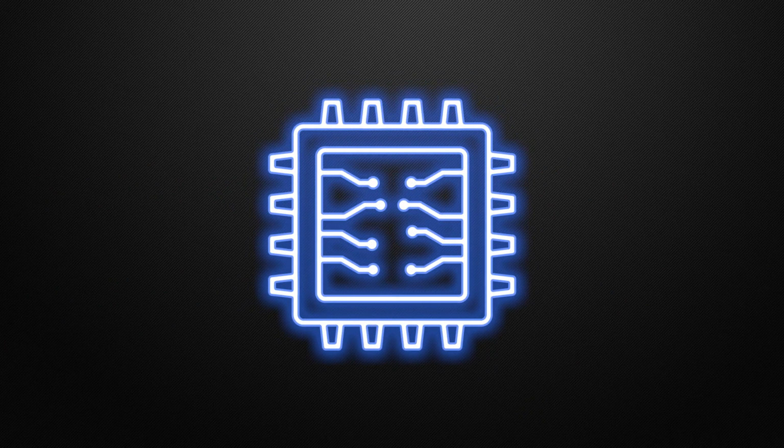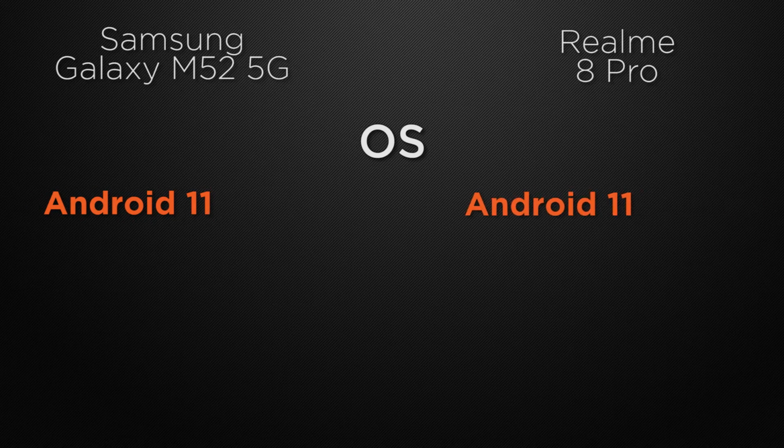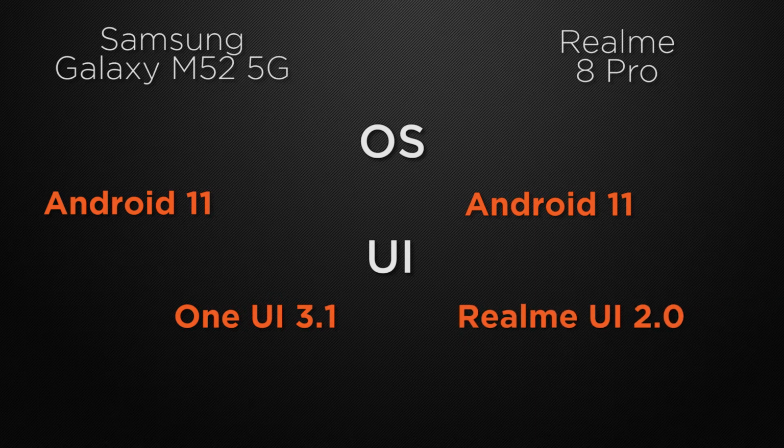Moving to the performance of the devices, let's start with the operating system of the devices. M52 have Android 11 support, on the other side 8 Pro also have Android 11 support. So it's a tie. And about the user interface of the devices, M52 have One UI whereas 8 Pro comes with Realme UI. So it's a tie because both of the devices have different user interface, so it's up to you which UI you like or not.